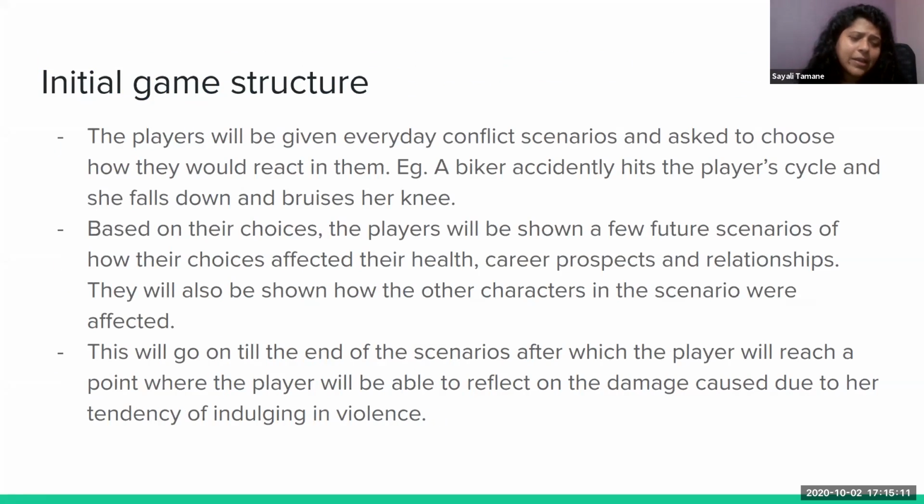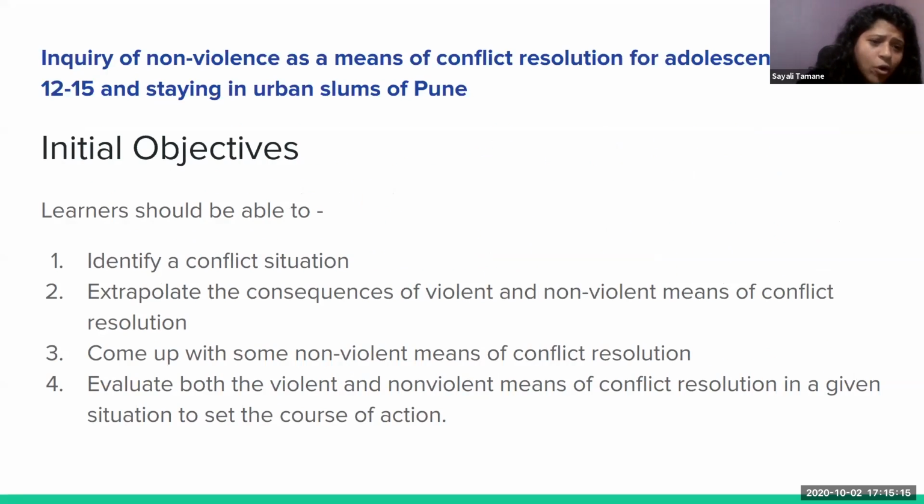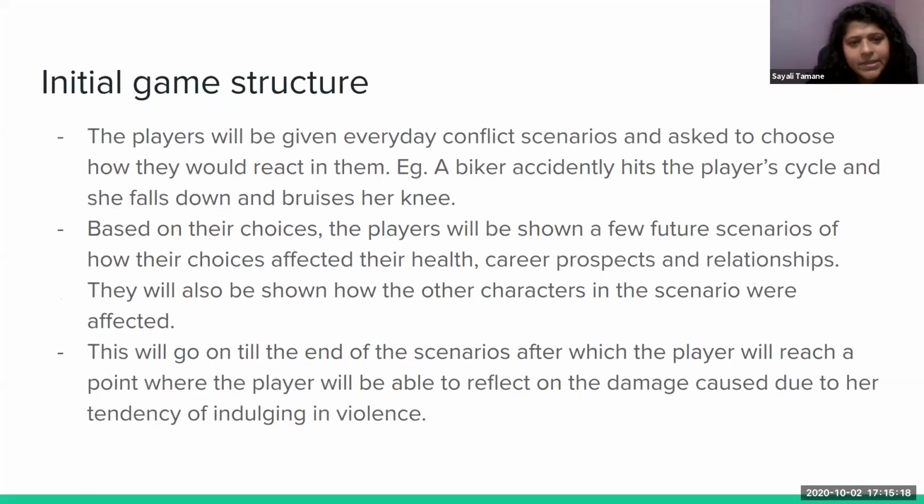So the initial game structure, in order to be able to achieve all these four objectives, was that the players will be given everyday conflict scenarios, and then they would be asked how they would react in those situations. For example, a biker accidentally hits the player's cycle, and she falls down and bruises her knee. So how will she react to this situation? And then how the choice that she makes will in turn affect her health, career prospects, and relationships.